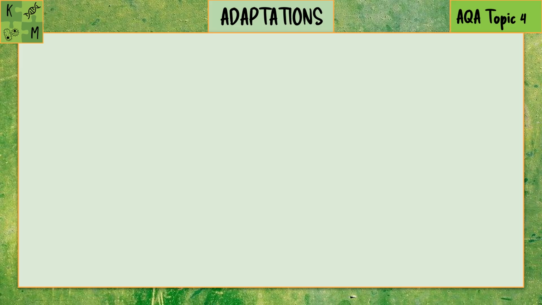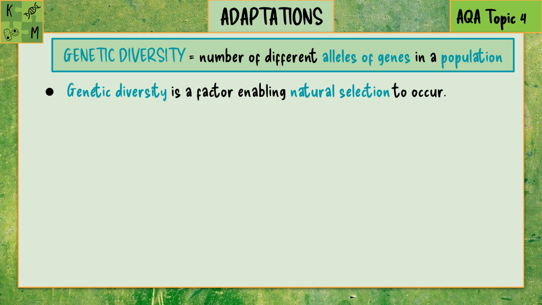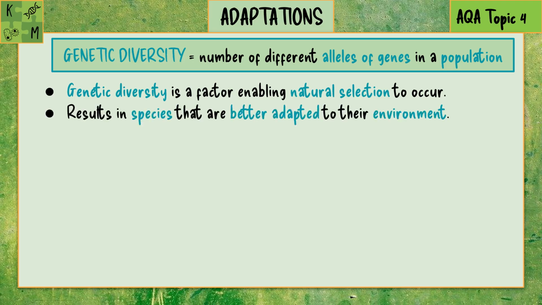Genetic diversity is defined as the number of different alleles of genes within a population. Genetic diversity between individuals enables natural selection to occur, resulting in species that are better adapted to their environment.